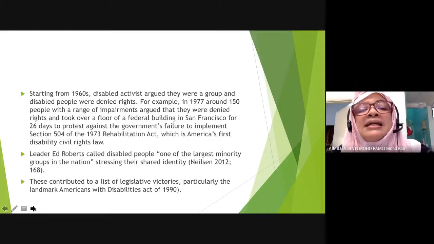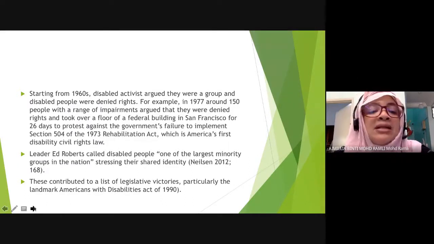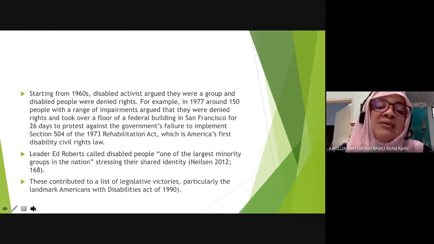Starting from the 1960s, disabled activists argued that they were a group and that disabled people were denied rights. For example, in 1977, around 150 people with a range of impairments argued that they were denied rights and took over a floor of a federal building in San Francisco for 26 days to protest against the government's failure to implement Section 504 of the 1973 Rehabilitation Act, which is America's first disability civil rights law.